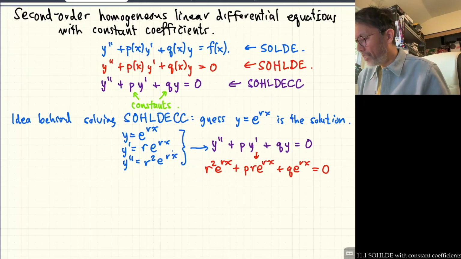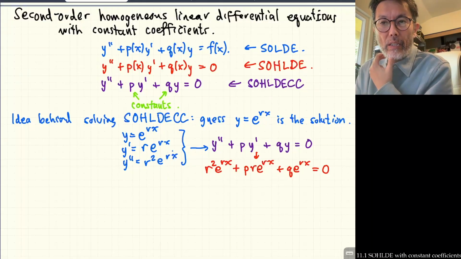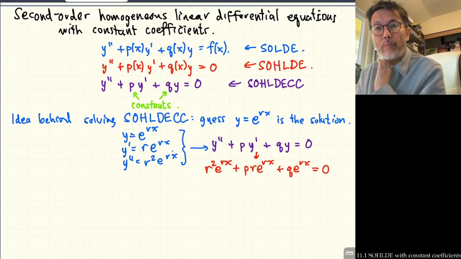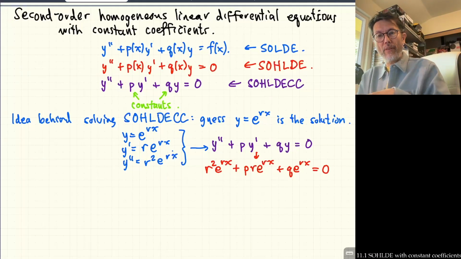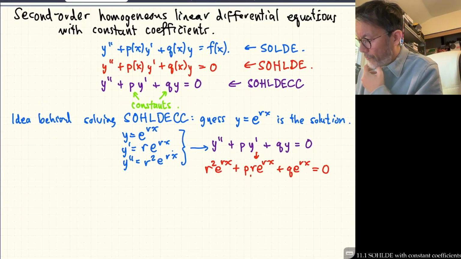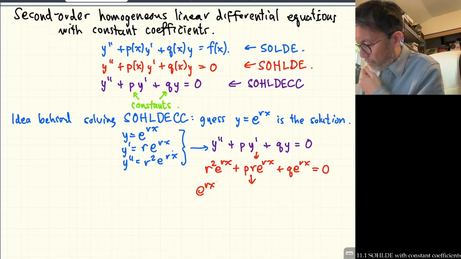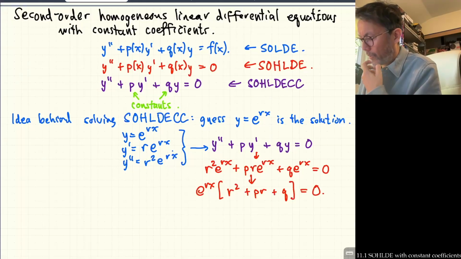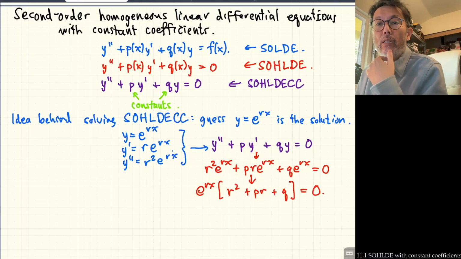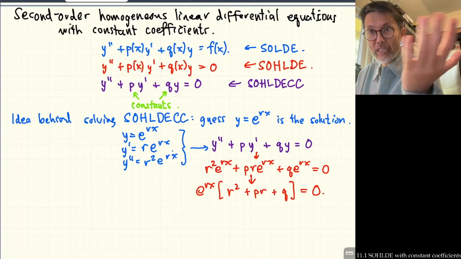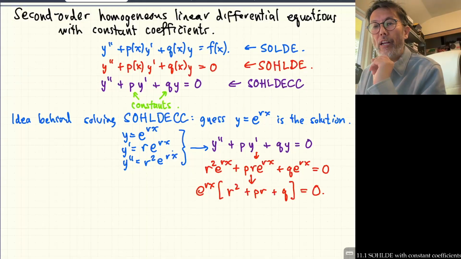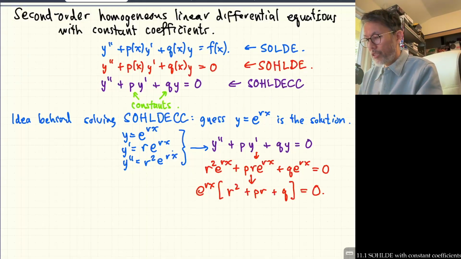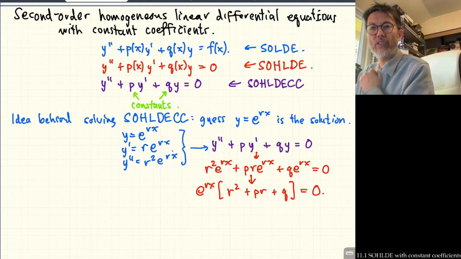Now, what can we do? How can we manipulate this equation here? Well, I hope it's very conspicuous that e to the rx is a common factor of all three of the terms here, so we should factor it out. And if we do that, we get e to the rx times r squared plus pr plus q, and this whole thing is equal to 0. Now, what do we know about e to the rx? It's an exponential function. And in particular, an exponential is never 0. So it is perfectly legit for me to divide both sides of this equation by e to the rx.